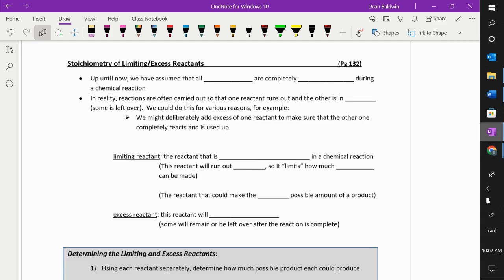Last week, when you added the vinegar to baking soda, you could have kept adding the vinegar, all right? Because the vinegar was the limiting reagent. It ran out before the baking soda, all right? So normally, up until now, we've always assumed that all the reactants are completely used up during a reaction. That's not always the case.